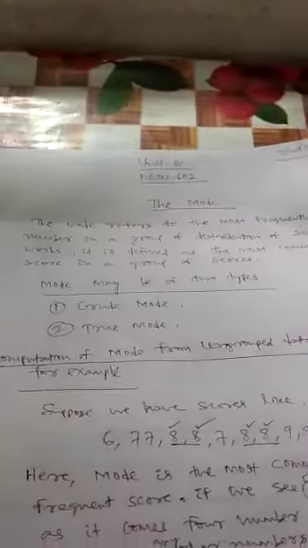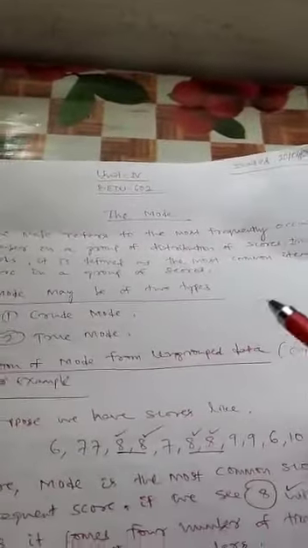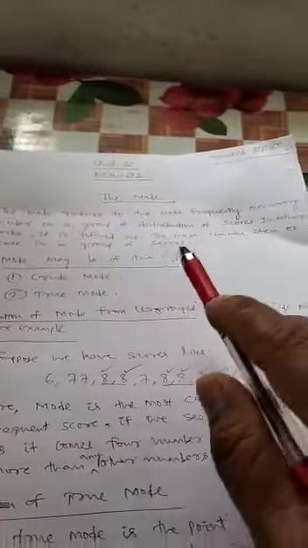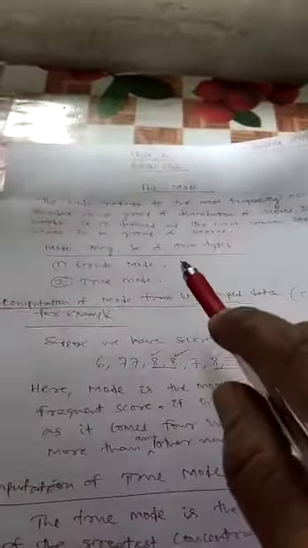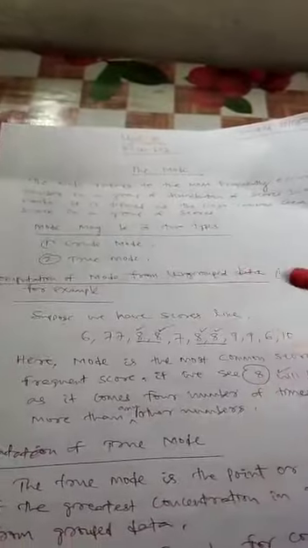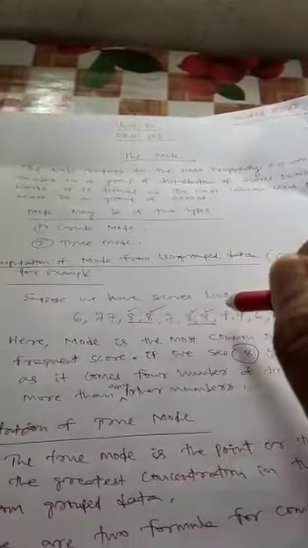So let us begin with the calculation. You know the mode refers to the most frequently occurring number in a distribution of scores, right? Now mode may be of two types. One is called the crude mode or the empirical mode, and the other one is called the true mode. So when we are going to compute the mode from ungrouped data, it's very easy.